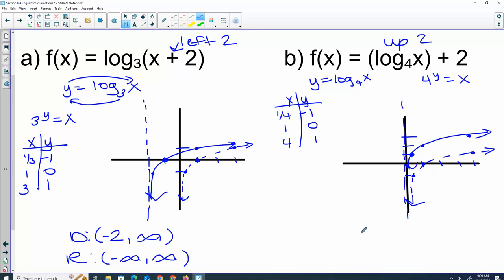What's my domain? My range? Negative infinity to positive infinity, always. Alright. Let's do one more.